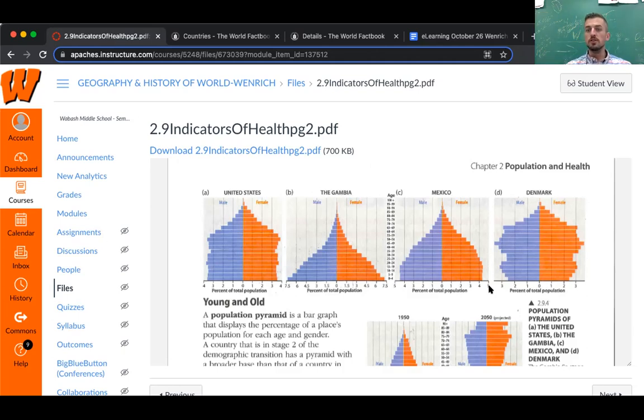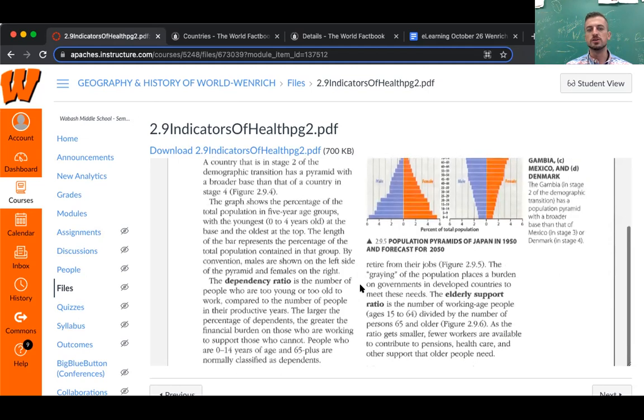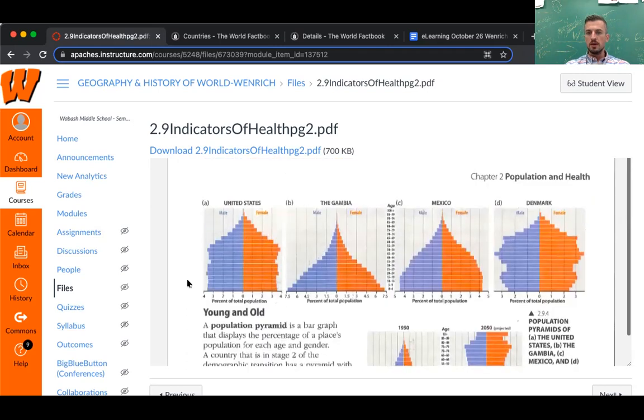But as you can see, the middle parts of the pyramid are bigger than the tops and the bottoms, which means the dependency ratio is actually a good thing, in a positive way. If you look at this section of the book, the dependency ratio is the number of people who are too young or too old to work compared to the number of people in their productive years. Their productive years are the middle of the pyramid. These people are working, they are paying taxes, they are voting.